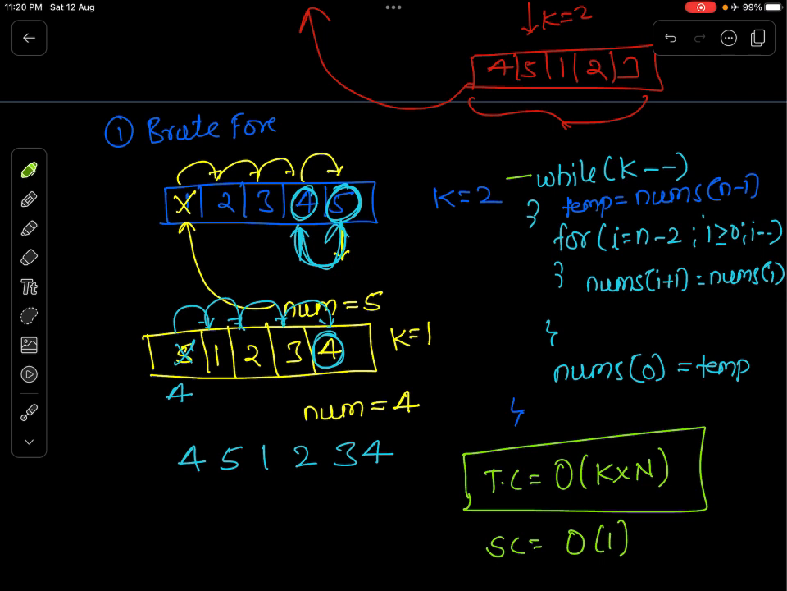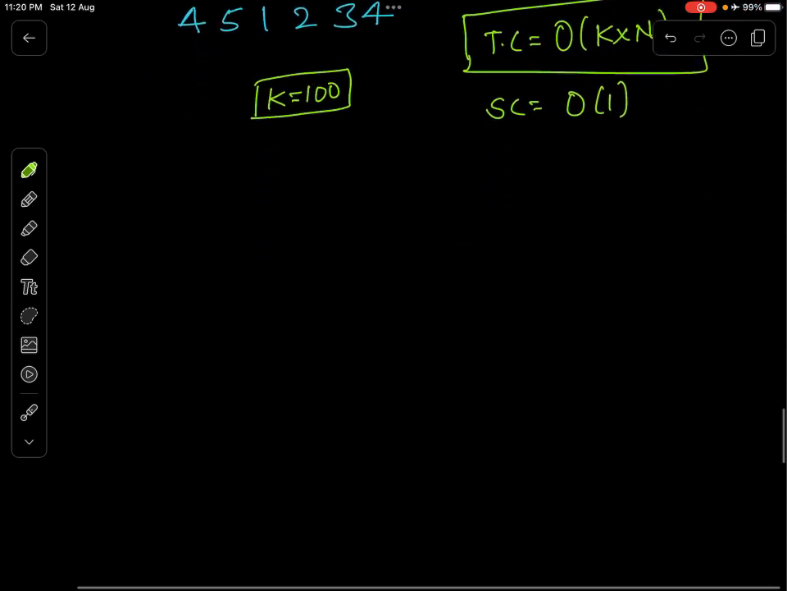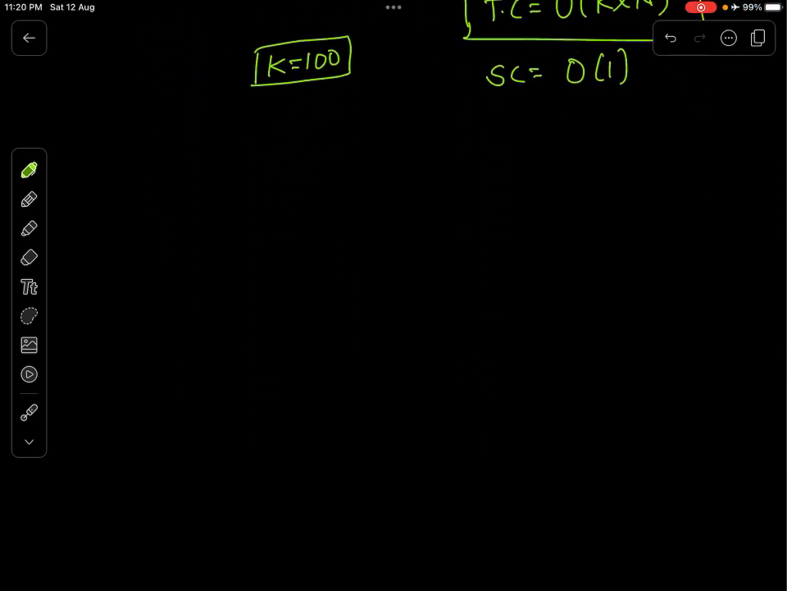So can we do something better than this? Do we really need to shift every single element one by one to its right side? Say for example, if my value of k is 100, then I need to shift every single element to its right 100 times. So this is not an optimal solution. Can we do something better than our brute force solution? I won't be calling it an optimal solution, we will be calling it a better solution, I would say. So the second one, I would say, is a better solution.